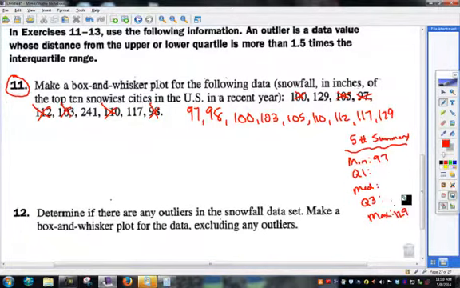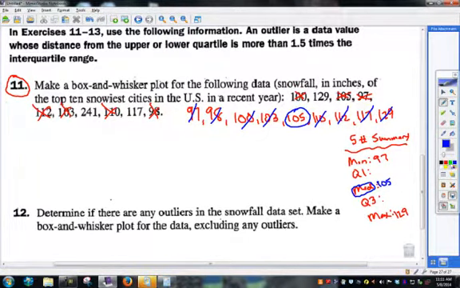Okay, and then from here, now you remember you always got to find median first, before you can do your quartiles, because you got to figure out where the middle number is and then go from there. So we go ahead, smallest, biggest, smallest, biggest, smallest, biggest, smallest, biggest, bang. There is our median, 105.